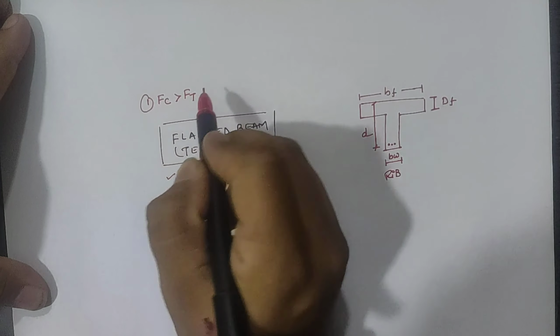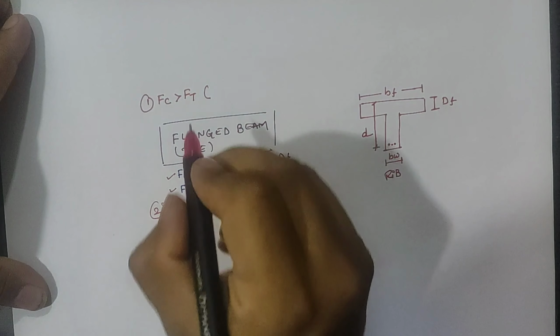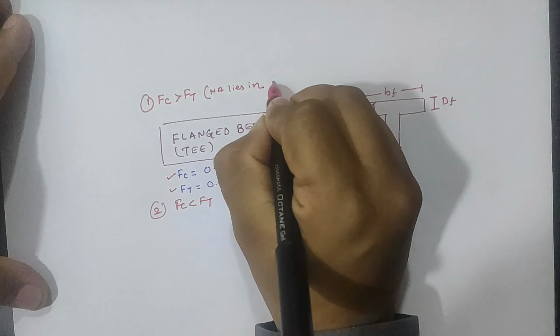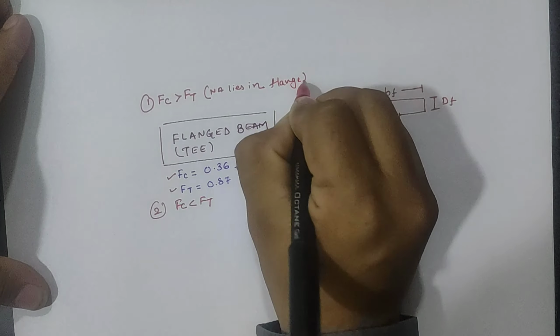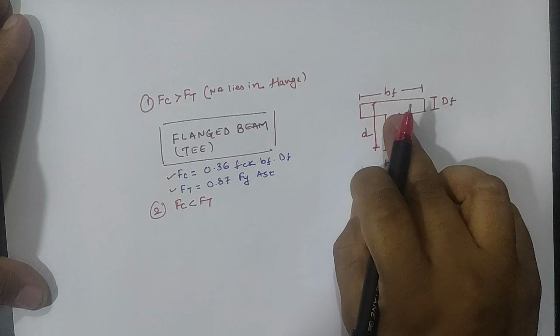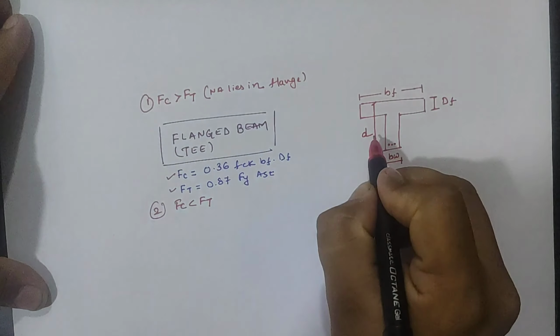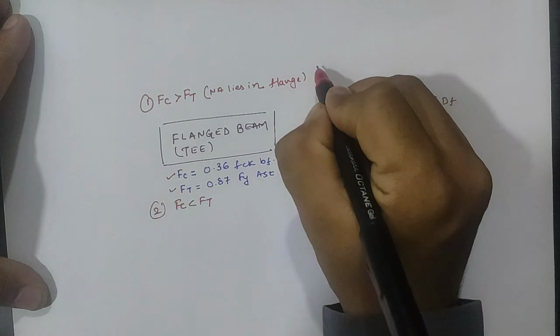Now Fc greater than Ft indicates that our neutral axis lies in the flange. It means our neutral axis is within the depth of the flange, in the top part. In such a case, our T-beam is designed as a singly reinforced RC beam. So this T-beam is designed with the same steps as a singly reinforced RC beam.